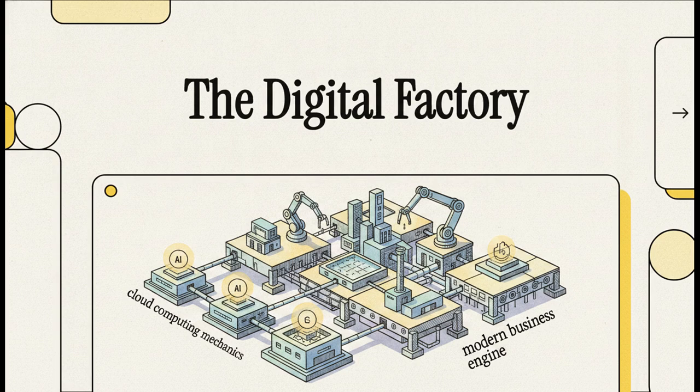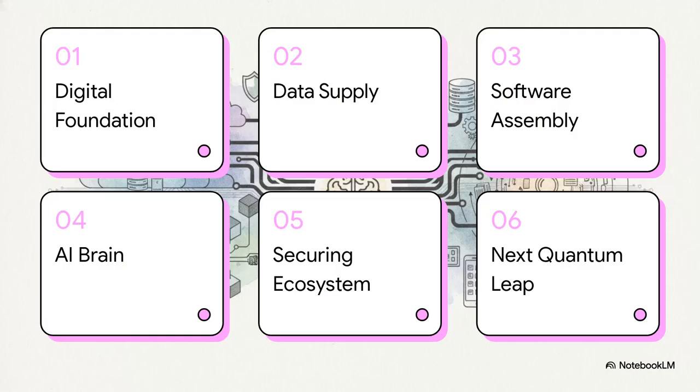Today, we're going to map out these complex IBM enterprise technologies by building a metaphorical digital factory right from the ground up. By the end of this explainer, you're going to see exactly how all these moving parts fit together to create a really powerful modern business engine. Okay, let's dive into this.